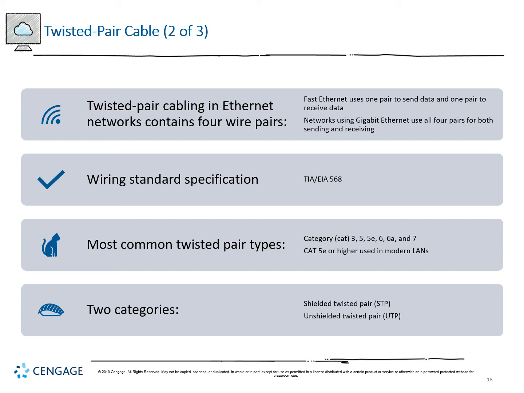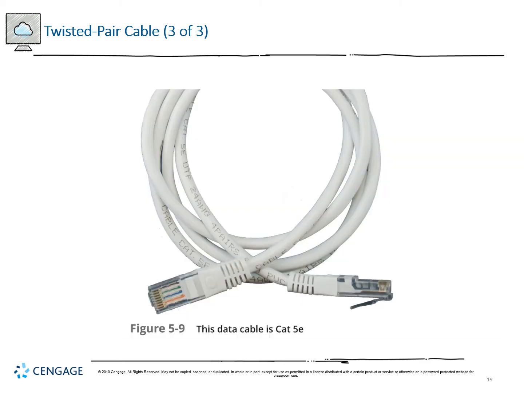Cat 6 has a little plastic divider inside the cable jacket, as you'll recall, to help keep those separated. Cat 5E or higher must be used in modern LANs in order to support the necessary speeds. Now here we have a Cat 5E. This is an unshielded twisted pair cable, as we can see from UTP stamped on the cable itself. 24 AWG, which is American wire gauge, and it is 4 pairs. We can see that inside the clear plastic head.